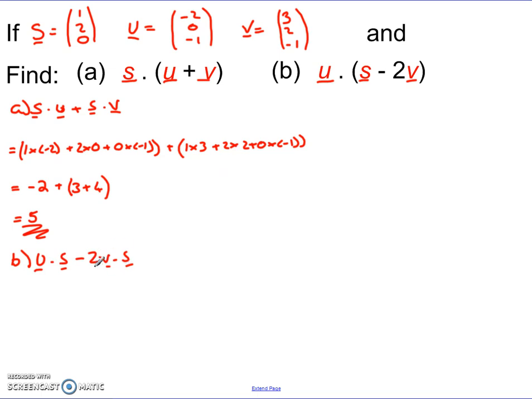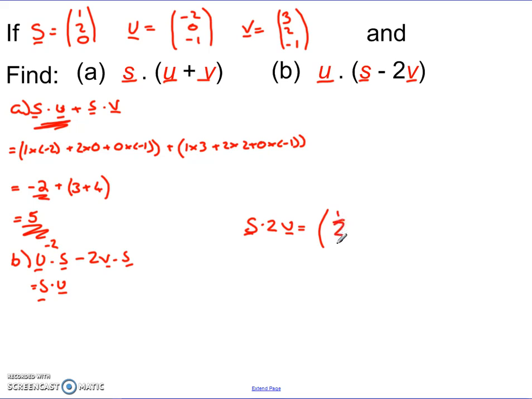Now, I've written this way because remember, the commutative property means I can swap them around. This one here, the u dot s, remember that is also the equivalent of s dot u. Well, I've done s dot u in the first one. I got negative 2. So I know that this part here is going to be negative 2. It's then this bit here that I need to do. Now, I could swap them and do s dot 2v, but it's s dot v I've done in the first part, not 2v. So what I'm going to have to do is scalar product of s with 2v. So I'm going to multiply this vector by 2 and then take it as the scalar product of that.